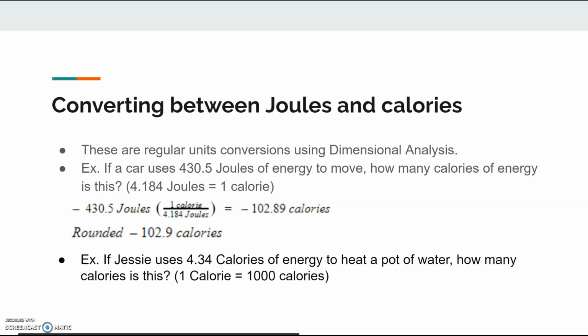In another example, if Jesse uses 4.34 kilocalories of energy to heat a pot of water, how many calories is this? Where 1 kilocalorie is equal to 1,000 calories. We write our given 4.34 kilocalories and we set up the parentheses. We set up the units so that kilocalorie cancels out and we're left with calories. The 1 is on the bottom, so we multiply across, and our answer is 4,340. This number has 3 significant figures.